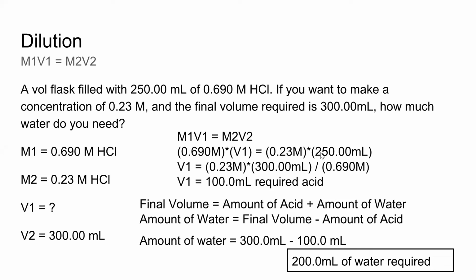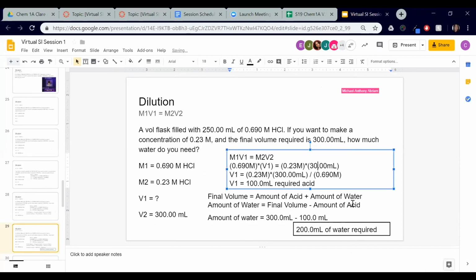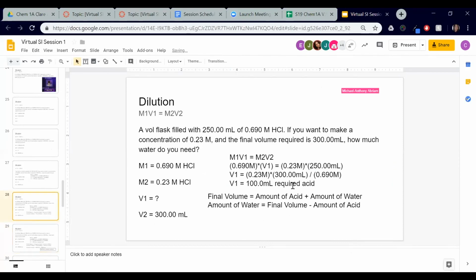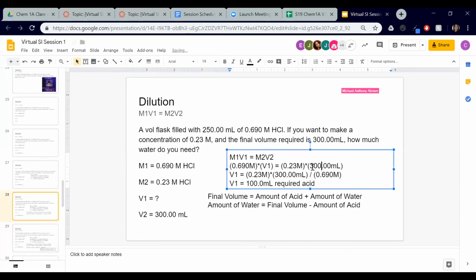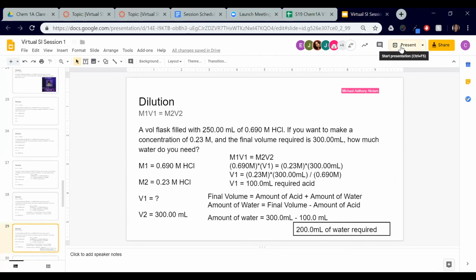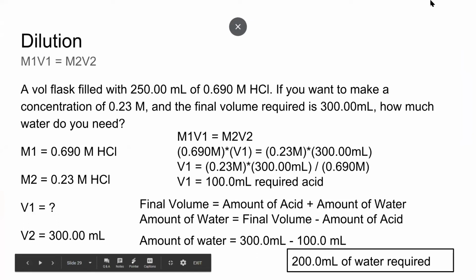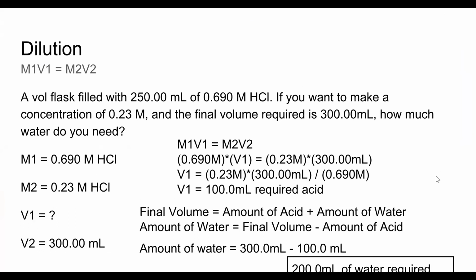Sorry, slight miscalculations on my part. So you need 200 milliliters of water. You will probably have to do this in the titration experiment, where you have a stock solution and then you have to do the math in order to find how much water you need to get your required concentration.